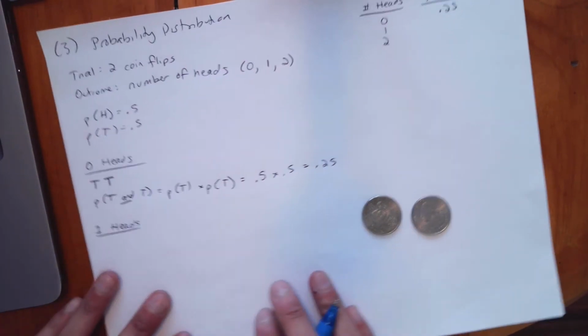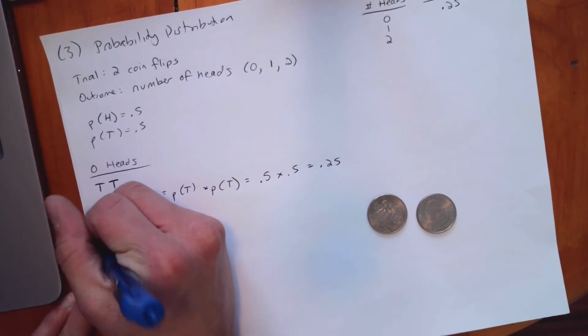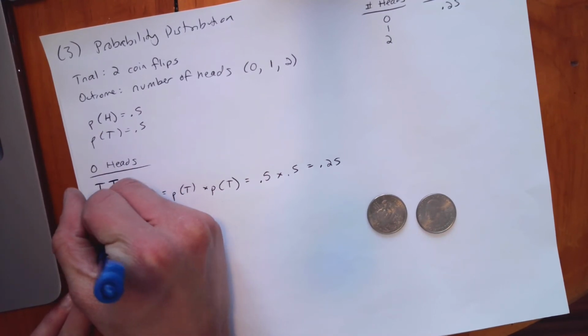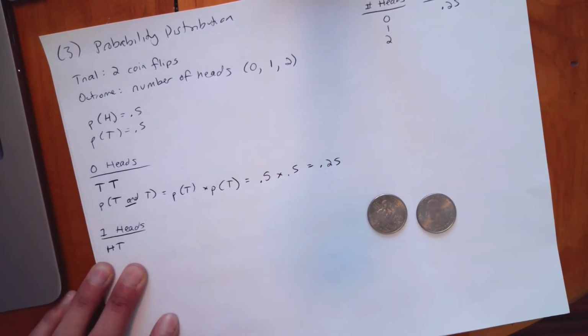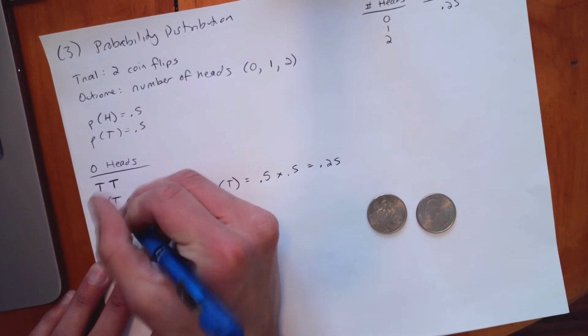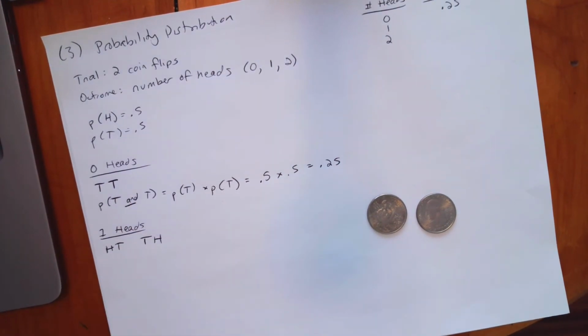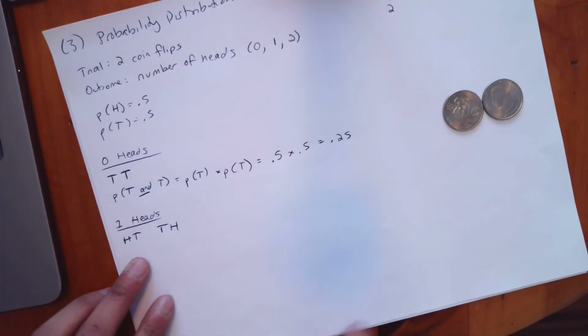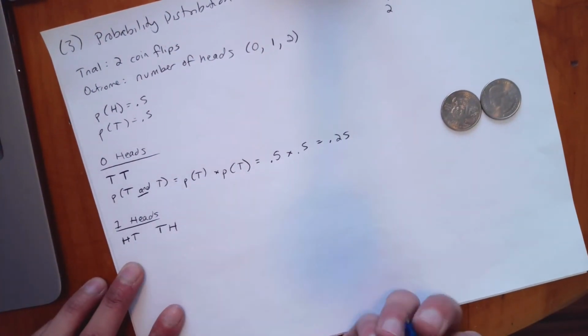So I'm going to write this like this. We have two options. One is getting heads and then tails. The other one is getting tails and then heads. So in order to find this probability, we're going to need to find the chances of getting heads and then tails, and also the chances of getting tails and then heads. So I'll start with the probability of heads and then tails.